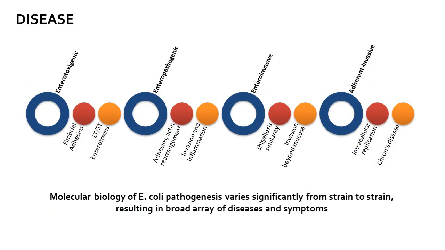The molecular biology of the disease varies from strain to strain. Enterotoxigenic E. coli use fimbrial adhesins to bind cells in the small intestine and produce two proteinaceous toxins, causing effects similar to the cholera toxin and fluid secretion. Enteropathogenic E. coli use adhesins to bind the host cell, causing actin rearrangement, followed by invasion, eliciting an inflammatory response and fluid secretion.